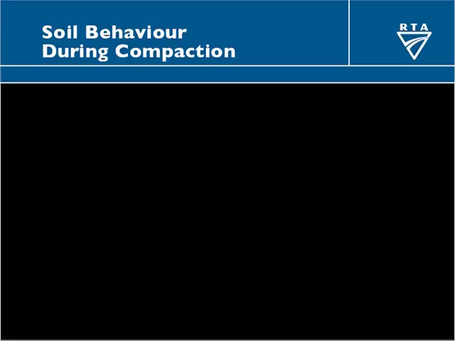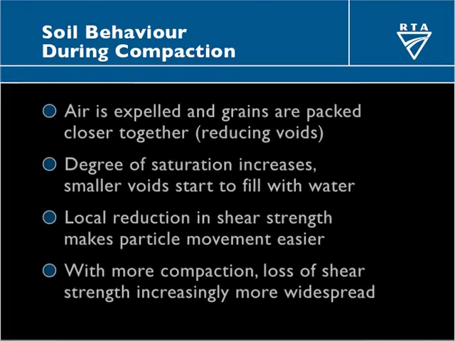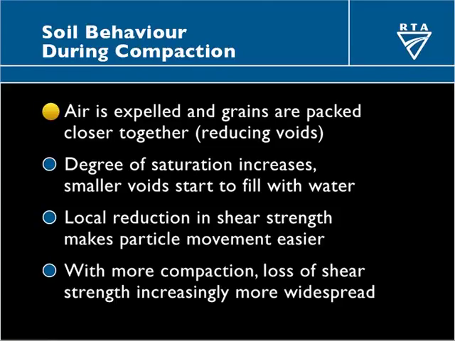Now we need to consider a little bit about what's happening during compaction. We mentioned the principles right at the beginning. To go back over it, the first thing that's happened is that we're packing the grains closer together. And generally that means the air is expelled because we're not dealing with a saturated soil, so we'll force air out rather than water. Secondly, the degree of saturation increases. The smaller voids start to fill with water. Again, that follows from what we've discussed. The amount of water isn't changing, the amount of air is. So the degree of saturation, which is really just the ratio of water to total voids, is increasing.